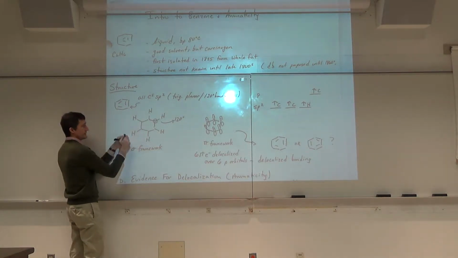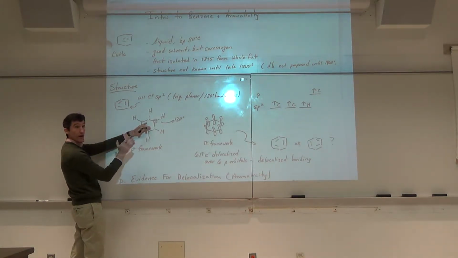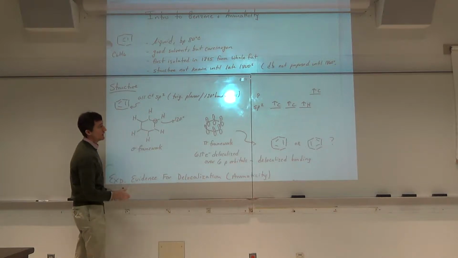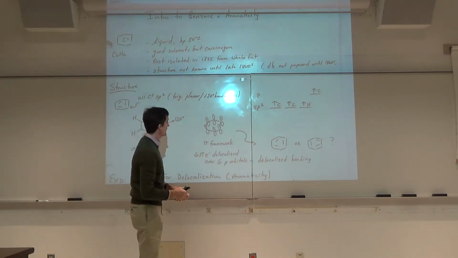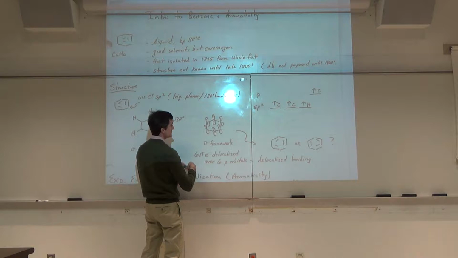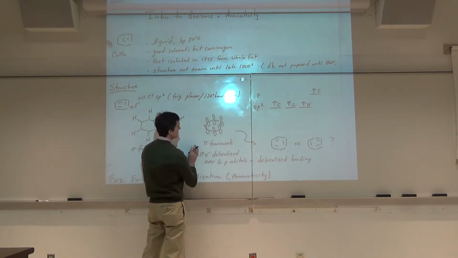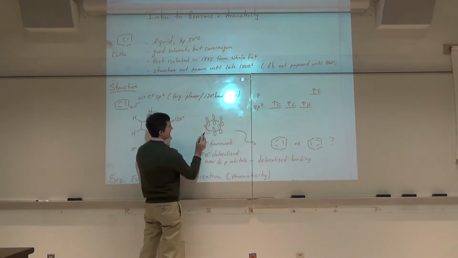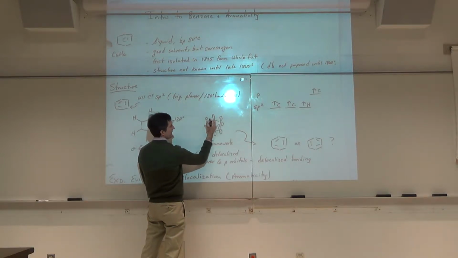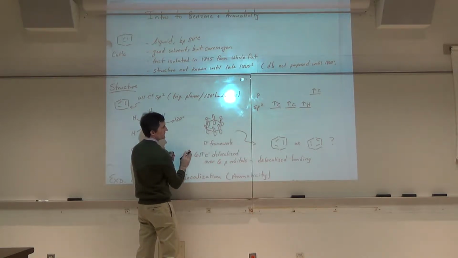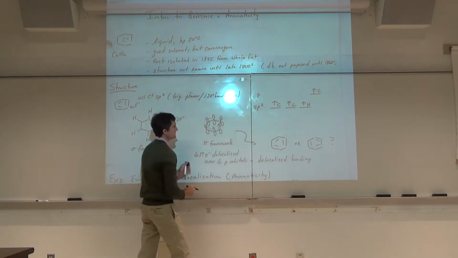So the pi system is said to be perpendicular or orthogonal to the sigma framework. That's going to be called the pi framework. Of course, 1 electron in each. And then the question becomes, well, if you draw classical double bonds, 1 electron overlapping, pi bond there, pi bond here, and pi bond here. That would give this.